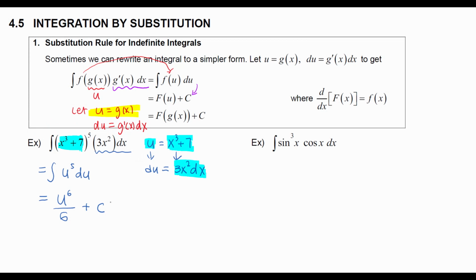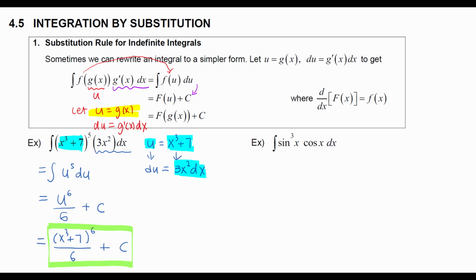So you are going to have to finally do the back substitution of u. At the beginning, remember, this is your u. So now you have to substitute back what the u was. And what was u at the beginning? You called u equal to x cubed plus 7. So the answer is x cubed plus 7 raised to the 6th power over 6, plus c. Easy, right? Not too bad.